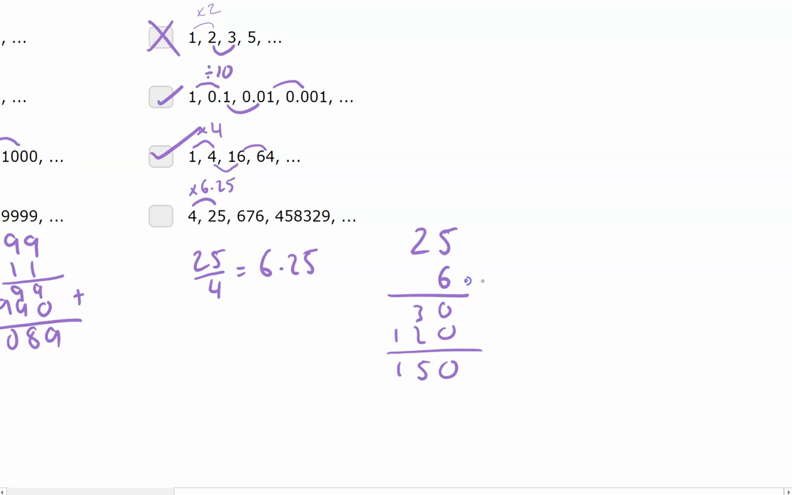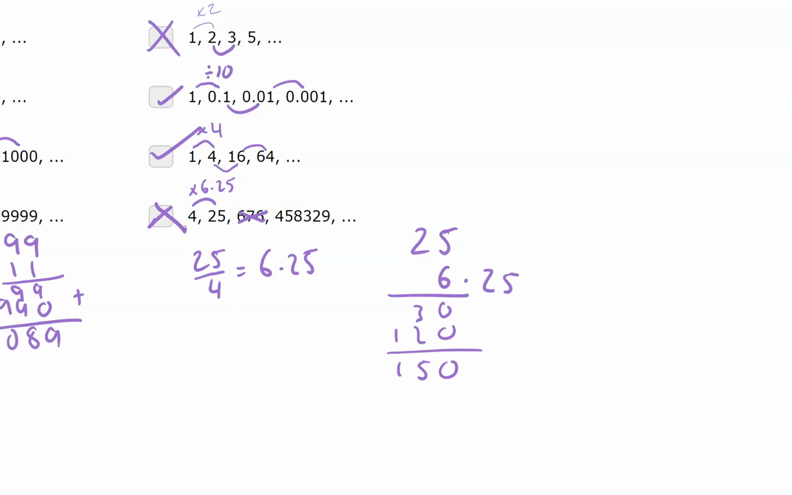So if I put an extra quarter on there, 25 quarters is what, 6 point something? 6.25 again? Yeah, so it's going to be 156.25. That's not going to be close enough to the 676 that we need. So the answer to that one is no, it is not a geometric sequence.